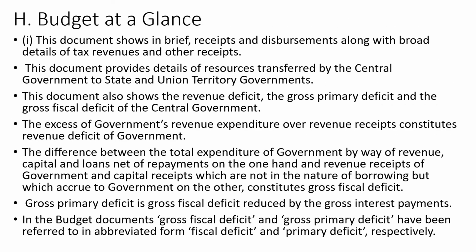Next, we have budget at a glance. It will be providing a summary of the budget, the receipts, disbursements, etc. It provides details of the resources transferred by the central government to the state governments. It also shows the revenue deficit, gross primary deficit, fiscal deficit, etc., of the central government.